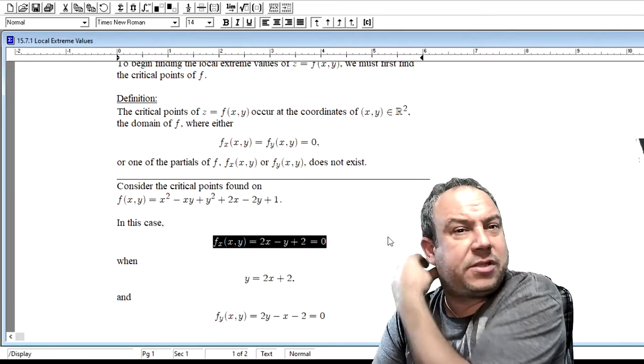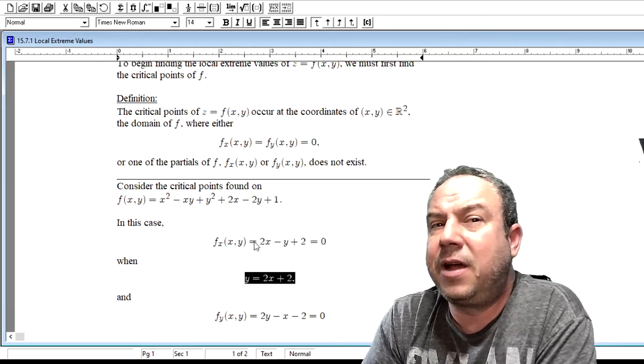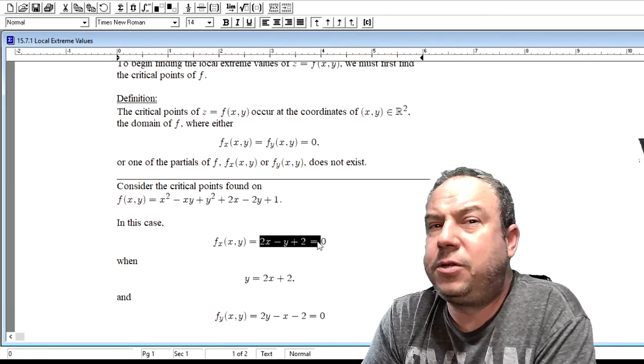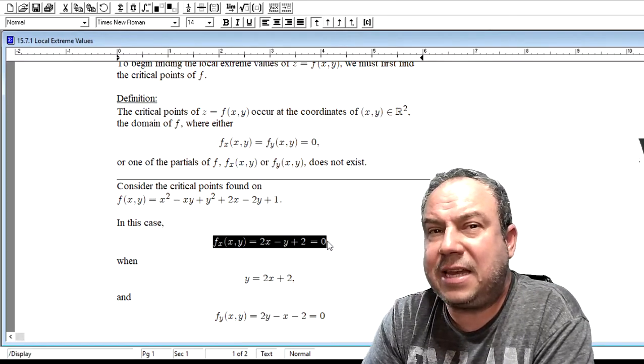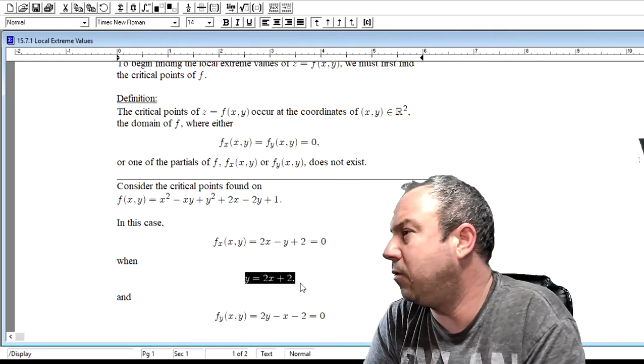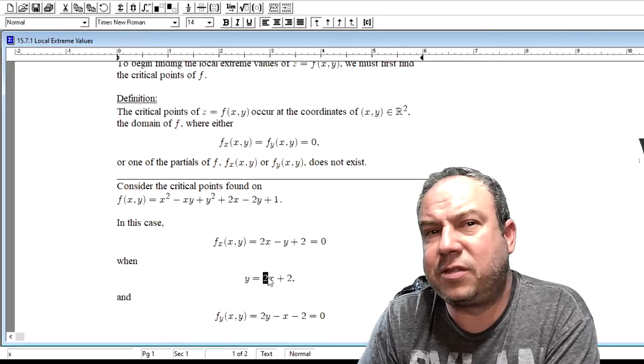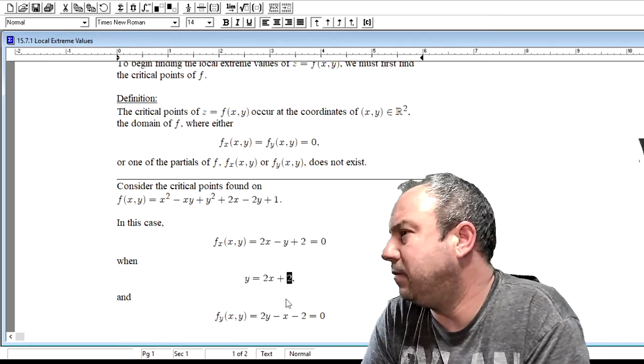And what we might notice is in this first case, f's first partial with respect to x, right, will produce 2x minus y plus 2. And when does that equal 0, right? Well, that's when y equals 2x plus 2, which is a line with a slope of 2 and a y-intercept of 2.